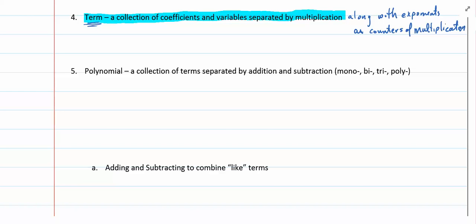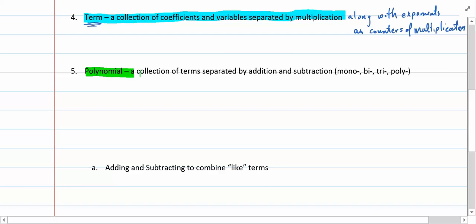In the last video, we ended by discussing what a term is, and we said that a term was a collection of coefficients and variables separated by multiplication. A polynomial is a collection of terms separated by addition and subtraction. And we have several different types of polynomials. We have monomials, binomials, trinomials, and general polynomials.